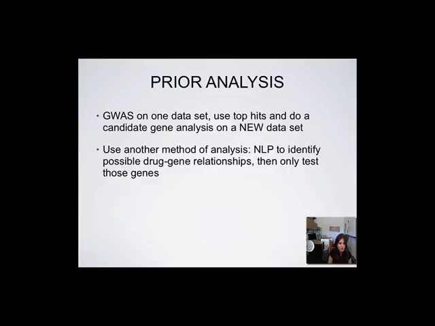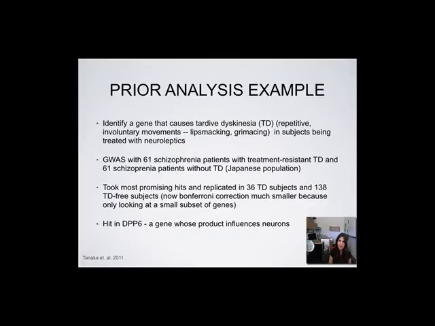You could also use another method of analysis to identify what genes you might want to study in a new data set. For instance, you could use natural language processing to look through the literature and try to make connections between drugs and genes that appear together, tied together in some manner, and then you might decide to only test those genes. So that's an example of how prior analysis has been used.